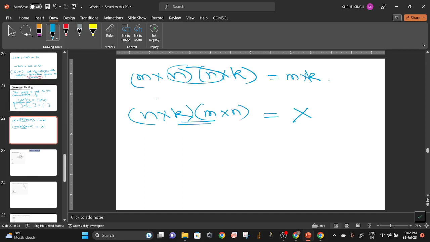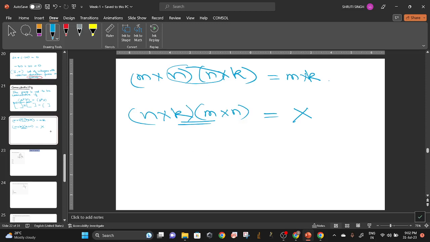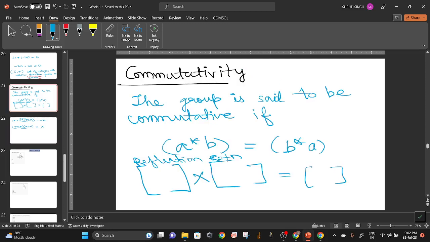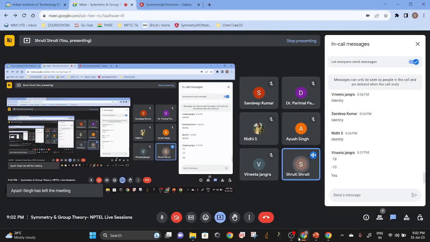So this property A star B equals B star A follows only in certain conditions, not always does it have to be true. Okay, so that's why commutativity is not the essential property.